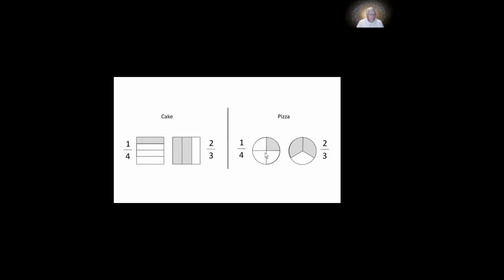The pizza model, though, again, we can continue doing it. We can share with 4, so we create 4 parts. We take one of the 4 parts. We can share with 3, and we can take 2 of the 3 parts. And since all we've done so far is represent, from a representation perspective, we're okay so far.